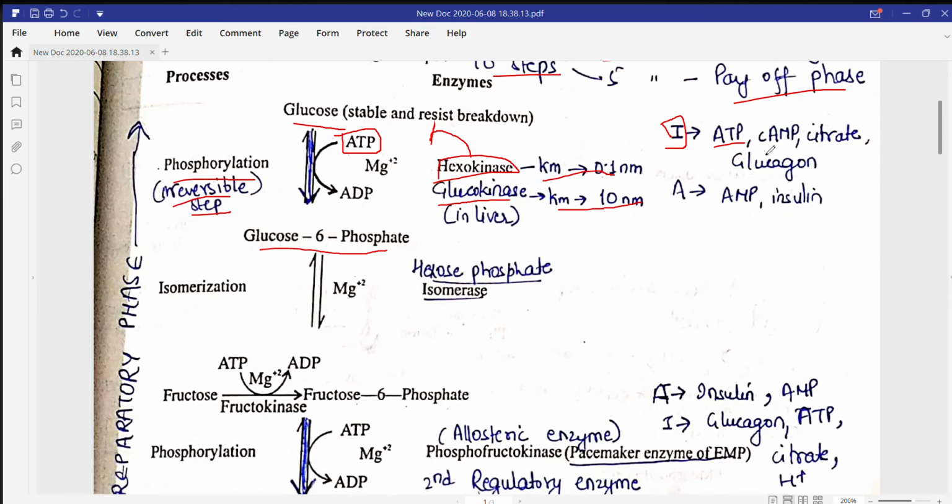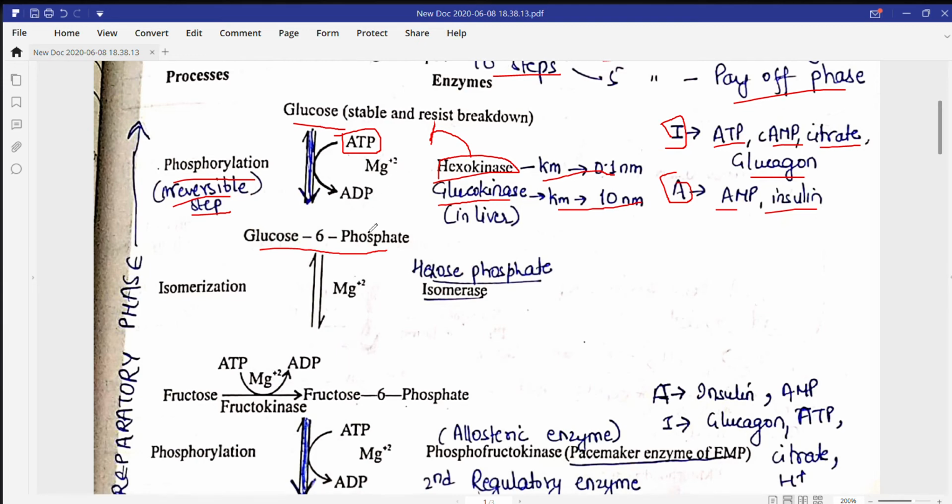Other inhibitors are cAMP, citrate, and glucagon. Glucagon, why? Because glucagon has the property of converting glycogen into glucose. We already have enough glucose, we do not require more. That's why glucagon also works as an inhibitor of this step. The activators are AMP and insulin. Insulin, why? Because it is responsible for converting glucose into glycogen. It stores glucose. That's why.